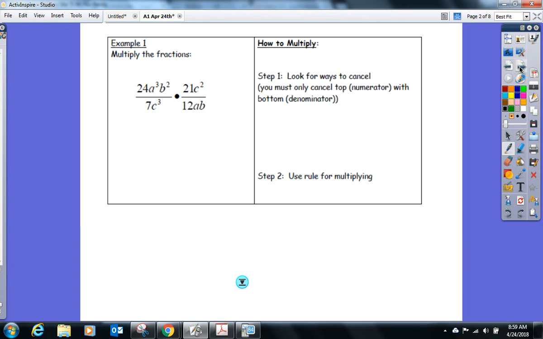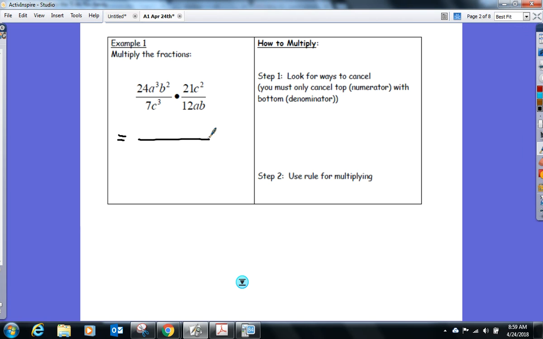All right, now let's throw some variables in the mix. It says step 1, look to cancel first. We're canceling at the end. I want you to multiply everything first. Numerator times numerator. Here we go. 21 times 24. What do we end up with? 504. Don't get freaked out. Oh my, that's such a large number.